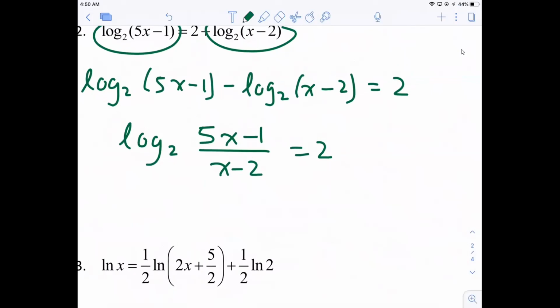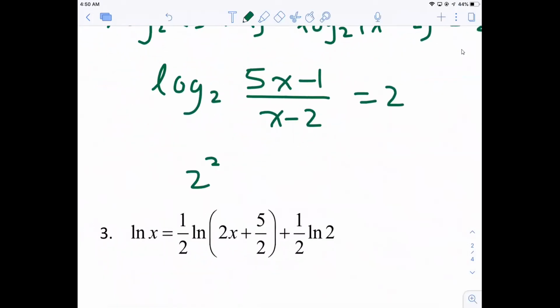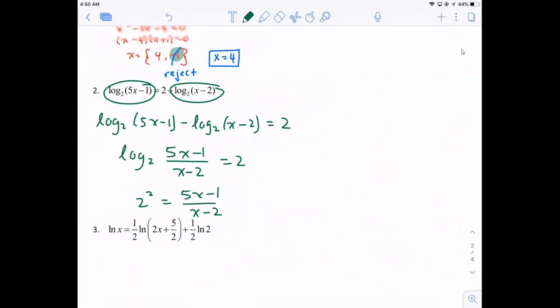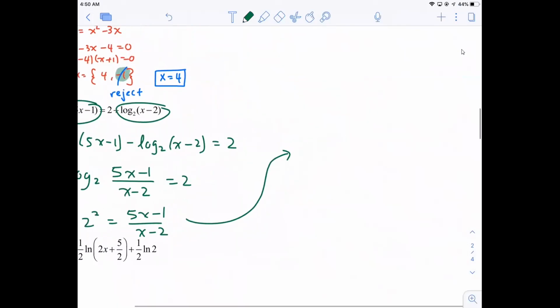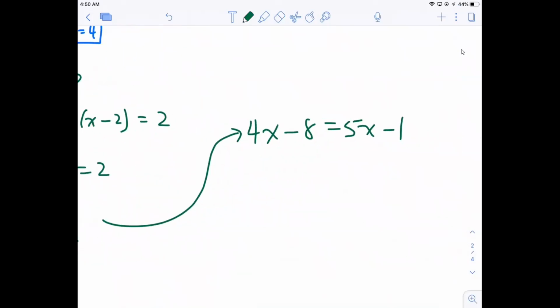And then we're going to go from log to exponential form, which means 2 squared equals 5x minus 1 over x minus 2. And I'm pretty sure you can solve this simple rational equation here. We're going to get 4 times x minus 2, or 4x minus 8 equals 5x minus 1 after cross multiplying. And we get x is equal to -7.